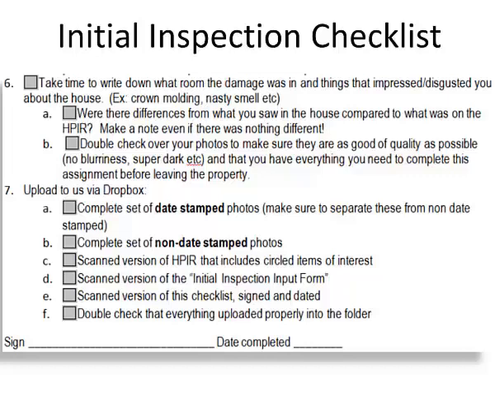And finally, number 7, upload all of the photos, all of the scanned documents to us via Dropbox. We need a complete set of the date stamp photos and a complete set of the non-date stamp photos. Make sure that those are separated for us so we don't have to dig through them. Also, we need a scanned version of the HPIR, including your circled items of interest, scanned version of the initial inspection input form, scanned version of this checklist after you've signed and dated it, and we need you to double check that everything has been uploaded properly into the folder.